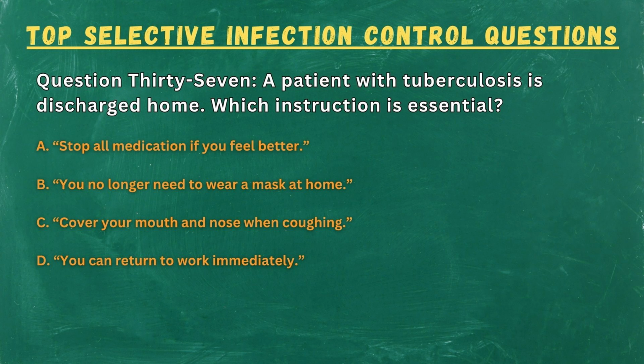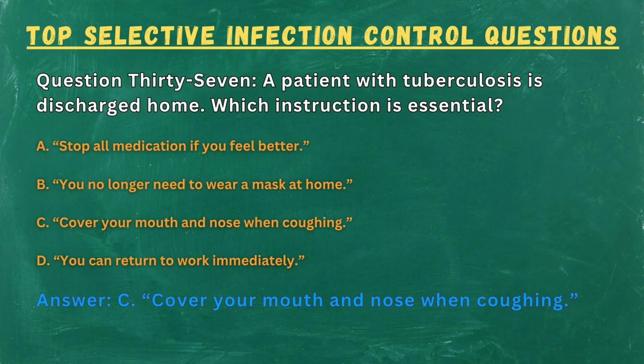Question 37. A patient with tuberculosis is discharged home. Which instruction is essential? A. Stop all medication if you feel better. B. You no longer need to wear a mask at home. C. Cover your mouth and nose when coughing. D. You can return to work immediately. Answer: C. Cover your mouth and nose when coughing.